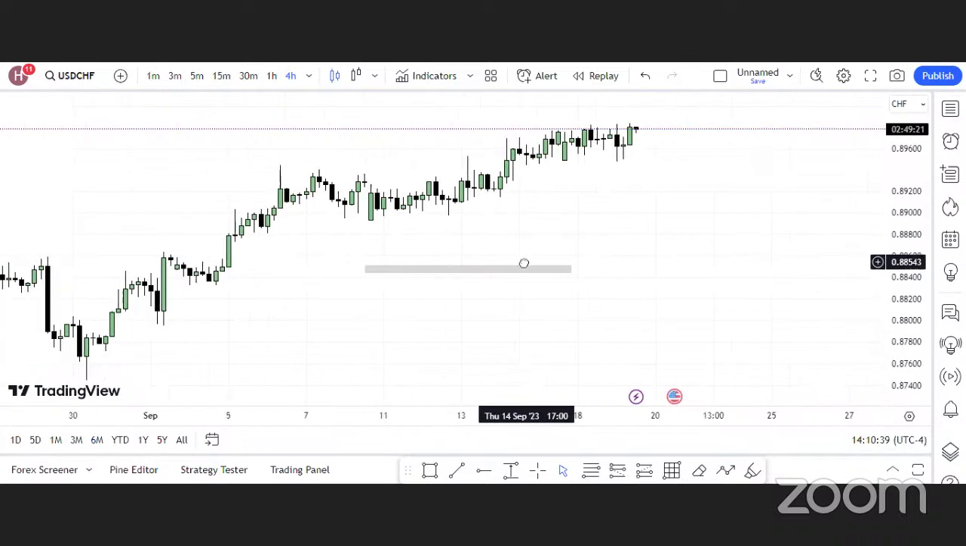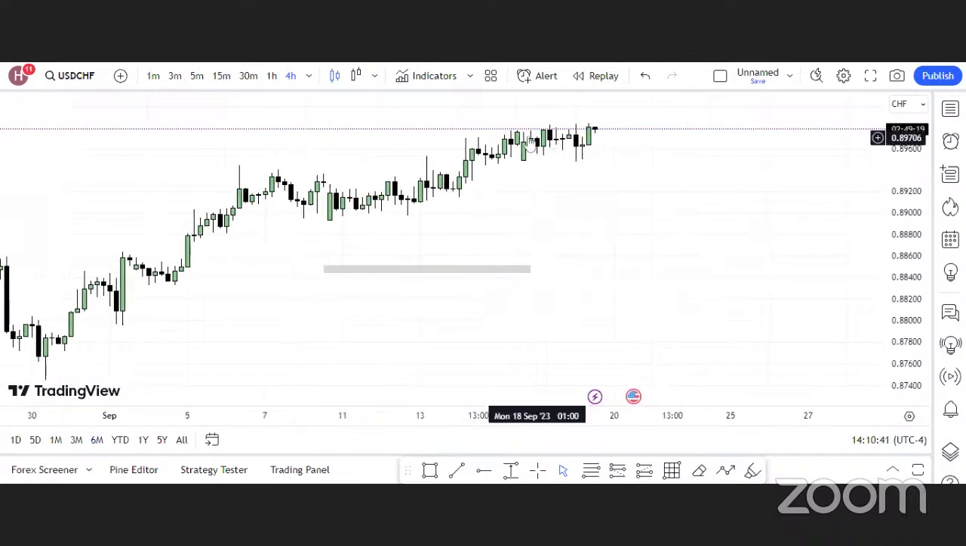So look at this. You see, the market is around this area. Okay. The market is around this area. Let's go to the lower time frame so that you can see this better.